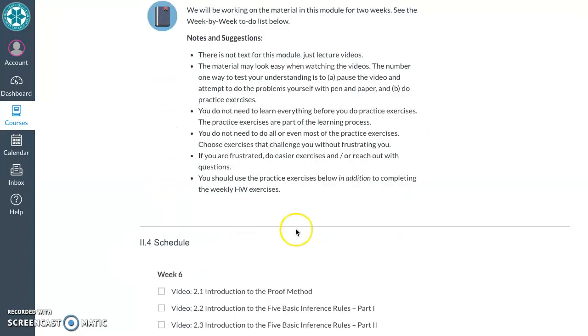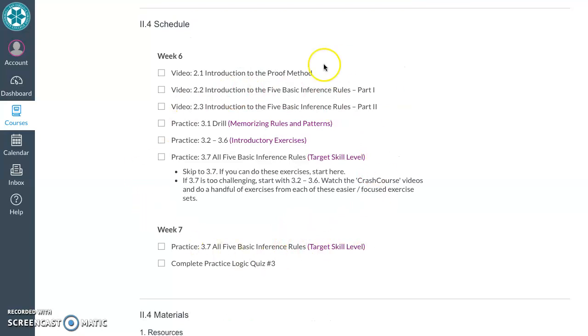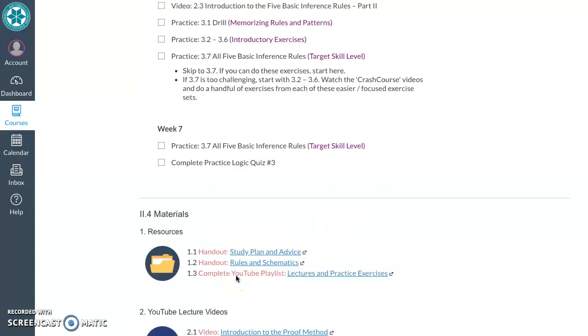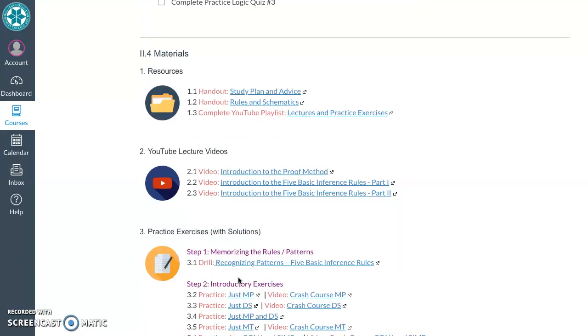As usual, there's a little guide with some suggestions. There's a schedule of what you should do and when. So hopefully during week 6, we're now in week 7, you started looking through some of the proofs material. And then here are these materials referred to above.